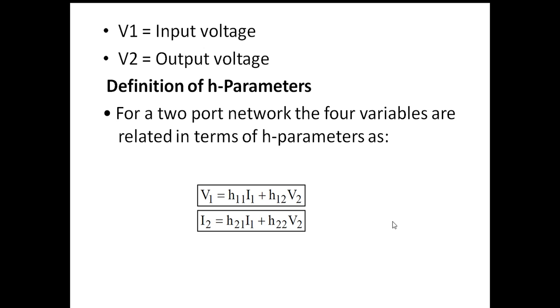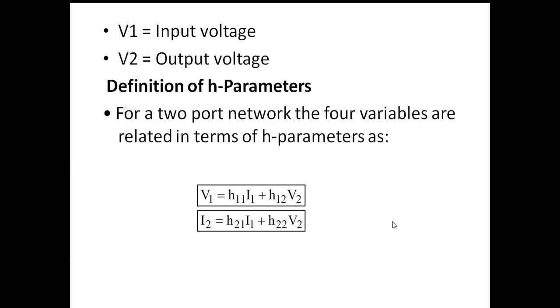Now we can define the H parameters like this. Definition of H parameters: for a two-port network, the four variables are related in terms of H parameters as V1, that is the input voltage, is equal to H11 I1 plus H12 V2. Next, the output current I2 is equal to H21 I1 plus H22 V2.